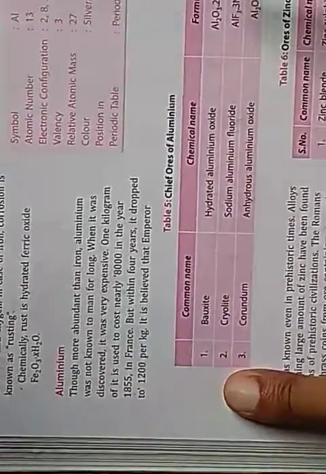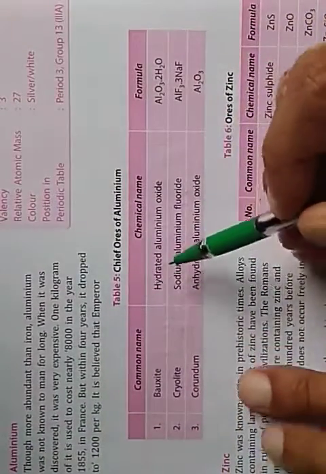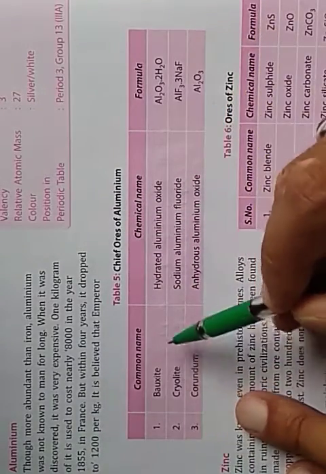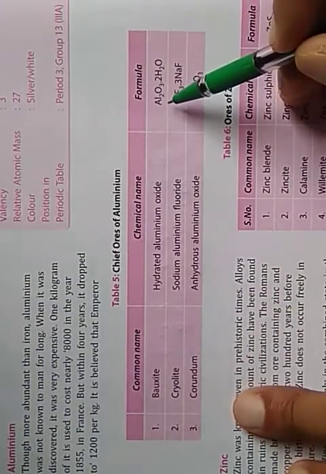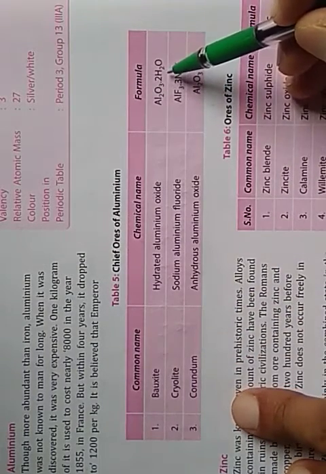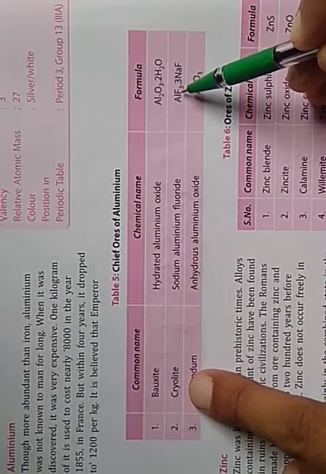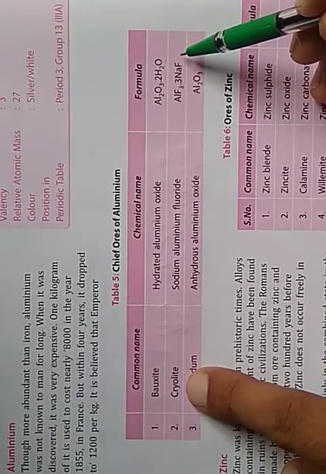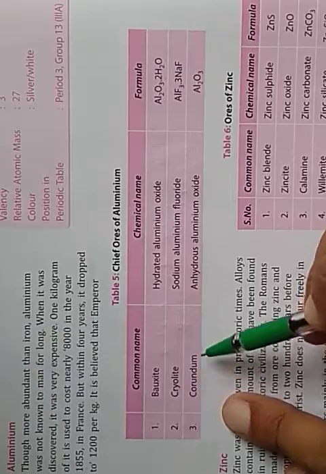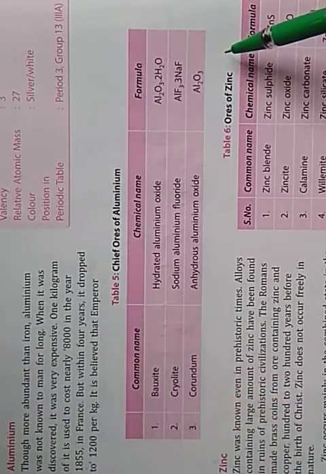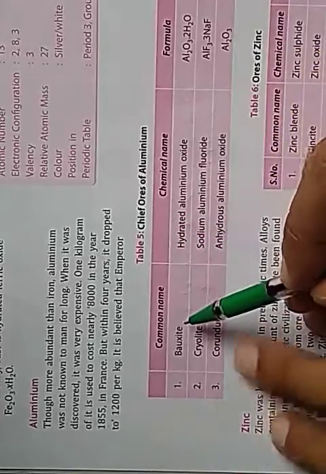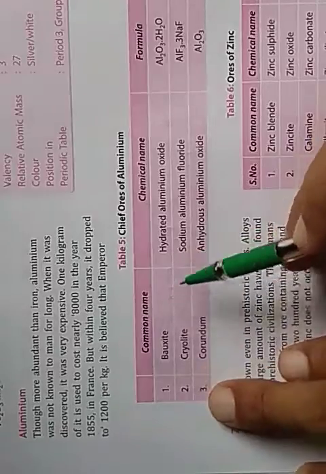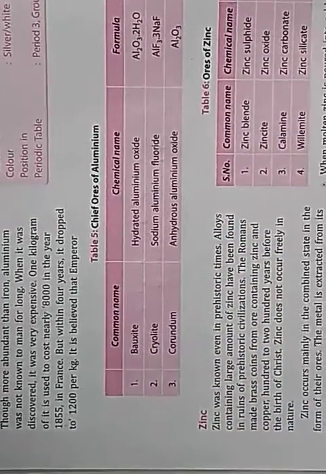Now the ores of aluminium. In this table are given the ores of aluminium: bauxite ore, cryolite ore, corundum ore. Bauxite ore, the formula of bauxite is Al2O3.2H2O. Cryolite ore, AlF3.3NaF or Na3AlF6 also. Corundum, Al2O3. Now bauxite ore is the most common ore for the extraction of aluminium by the electrolysis process.